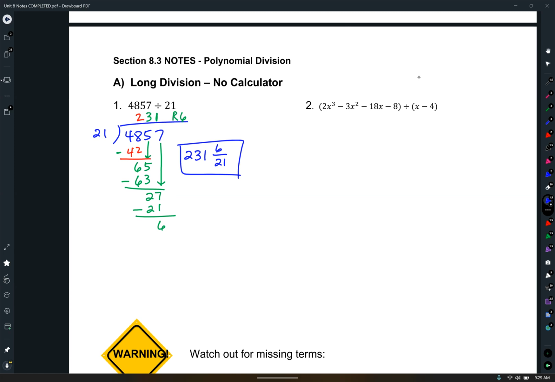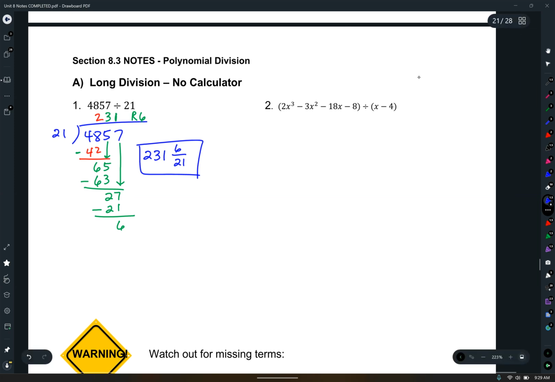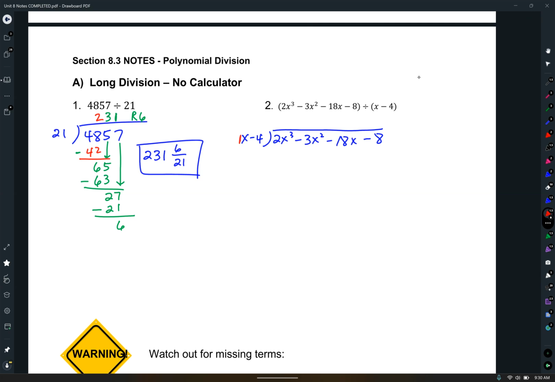Well, what if it's polynomials? Well, you actually follow the same pattern. It just seems a little more involved. So whatever you're dividing by is what goes out in front. So I'm going to put the x minus 4 out in front. And then the rest of it goes on the inside. So 2x cubed minus 3x squared minus 18x minus 8. Okay, so even though you don't see it, there's like this implied 1 right here.